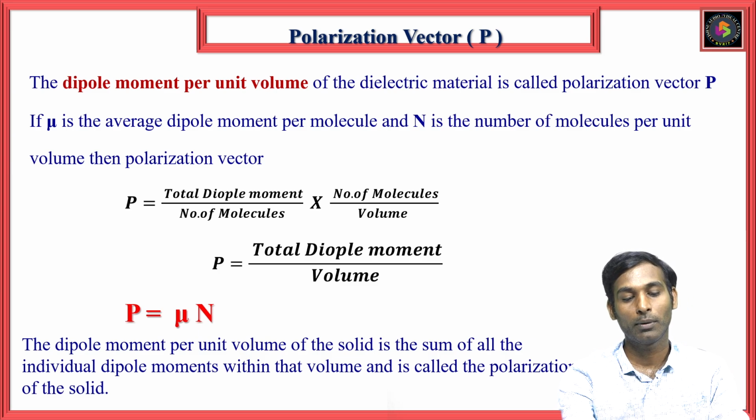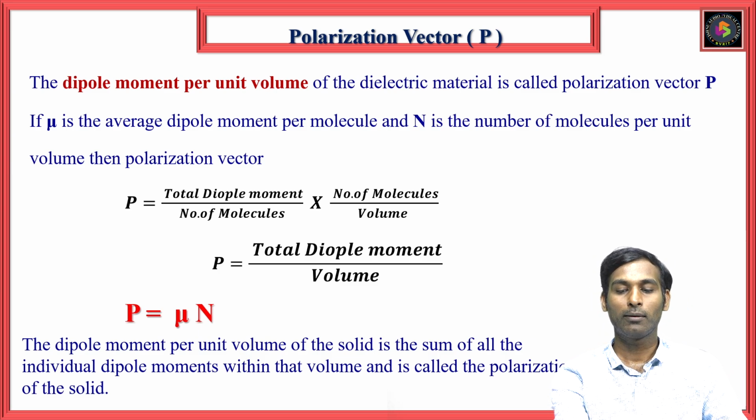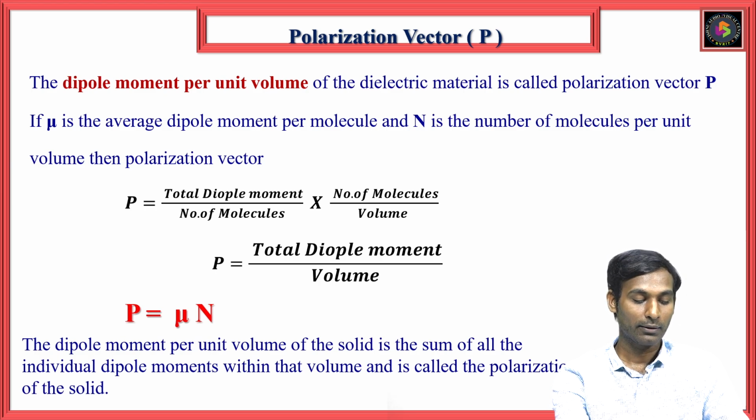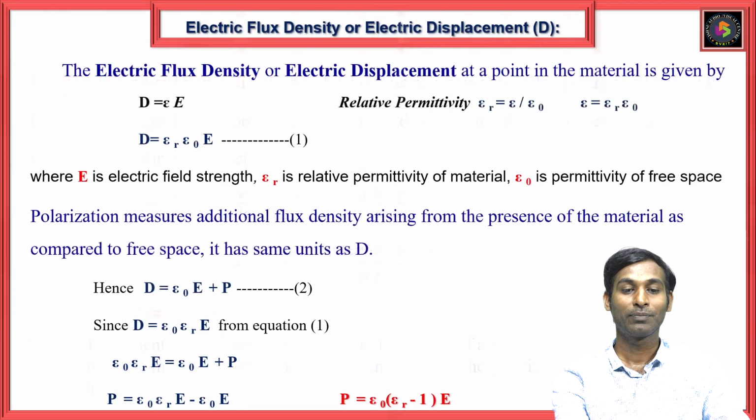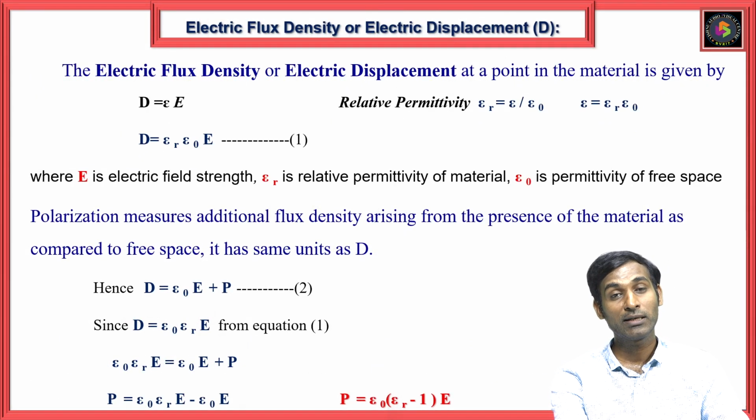So, the dipole moment per unit volume of the solid is the sum of the individual dipole moments within the volume, and it is said to be the polarization of the solid. This is one of the fundamental definitions for the dielectric material. Coming to the next slide, we can also find out about the electric flux density or electric displacement. It is also an important definition for the dielectric material.